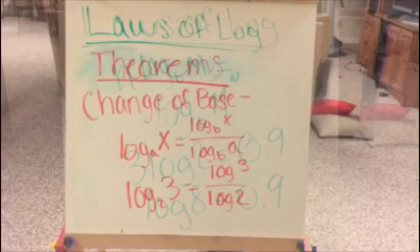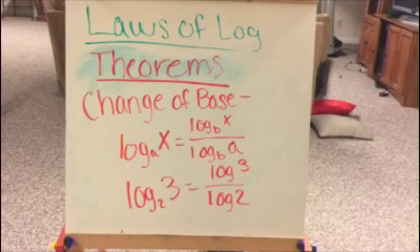Next is a log theorem called the change of base theorem. This says that log base a of x equals log base b of x over log base b of a. Basically, you take the number x and give it the same new base b as the base a, and put them over each other. This can be shown through a number example: log base 2 of 3 equals log 3, the common log, over log 2.